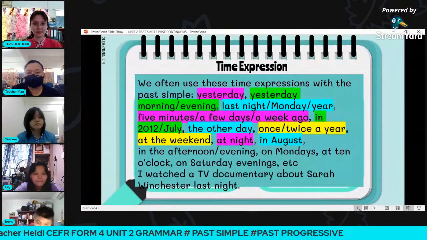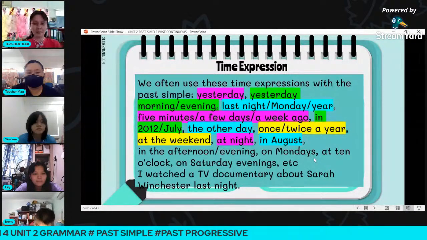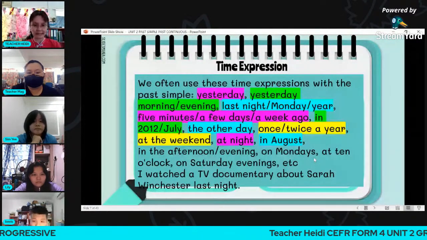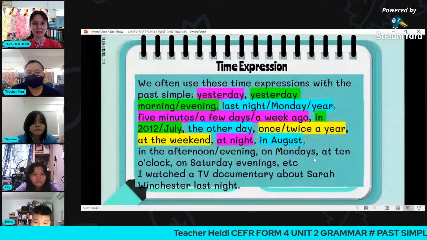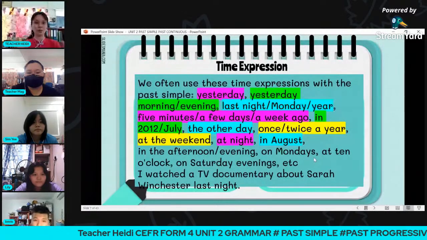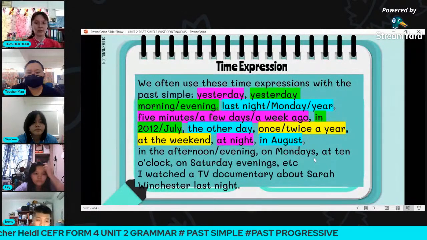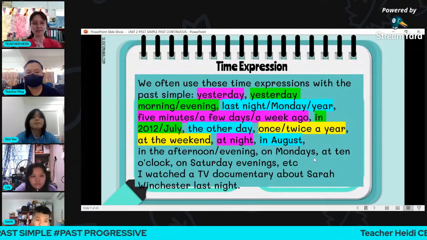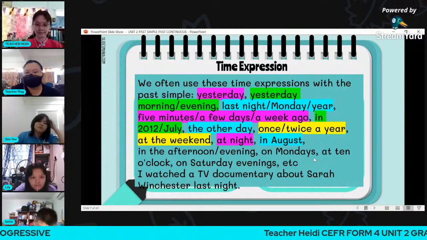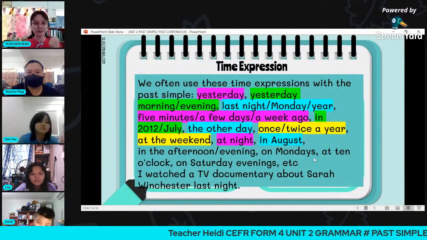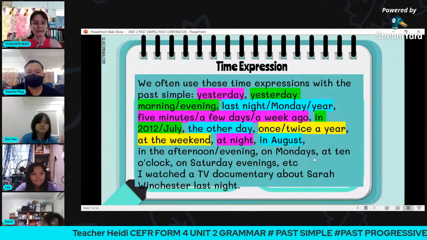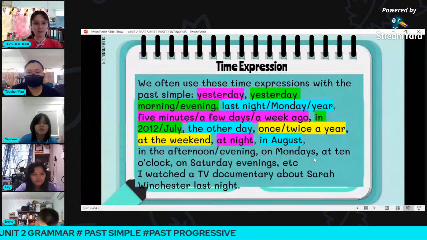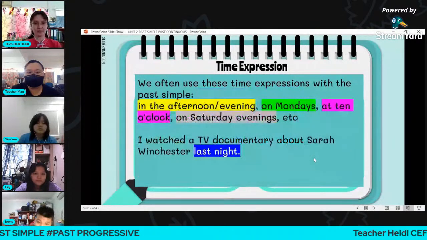And make sure you see Mondays. On Mondays, what is it? That means every Monday. On Saturday evenings, our normal way we just say good morning, good afternoon, good evening, isn't it? But when you say on Saturday evenings, it indicates every Saturday evening, lots of Saturday evenings, so it becomes plural. I think this one is easy. You know, last night: I watched a TV documentary about Sarah Winchester last night. I think this one you can still apply.